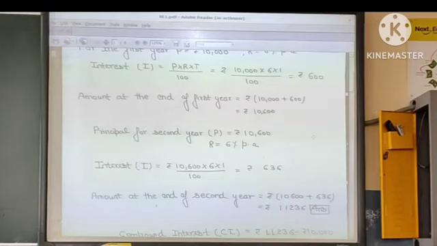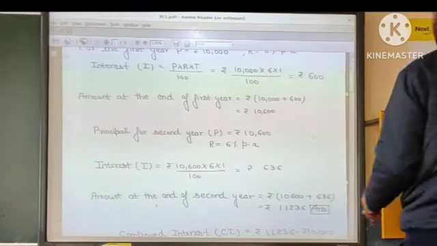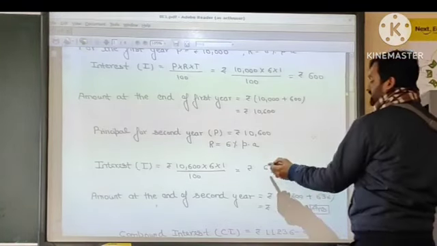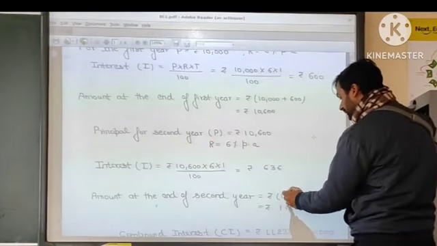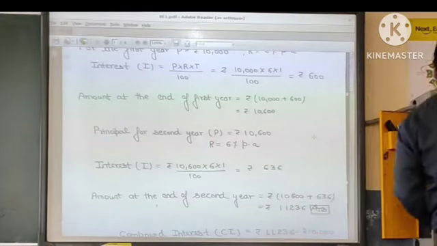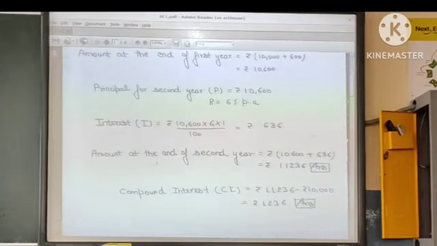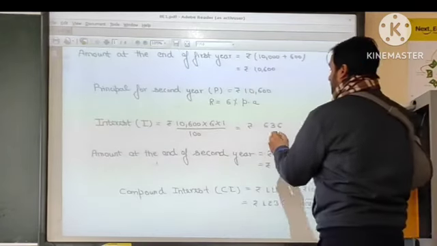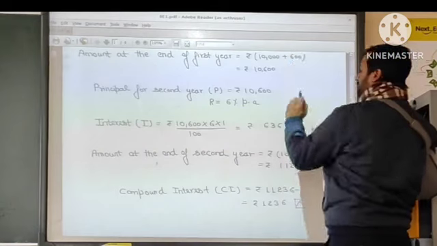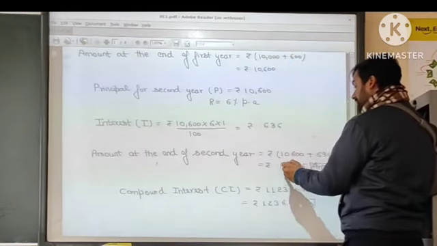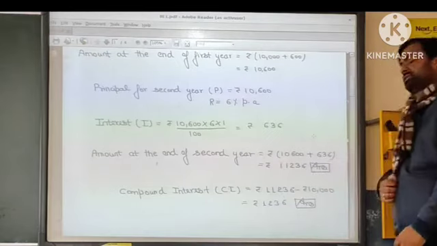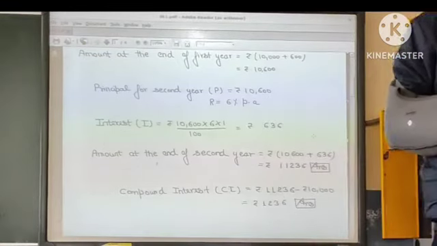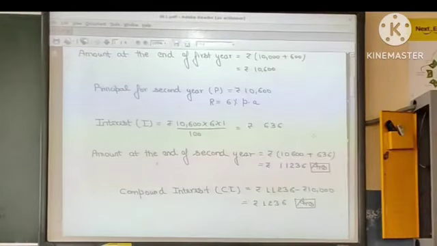But they have asked compound interest also. Now compound interest can be calculated by 2 methods. Either you add 600 and 636, or from the amount, 11,236, you subtract the principal. So add 636 and 600, or from the amount after 2 years, subtract the principal. That is also one method of doing it. Is this question clear, children? You will note it down.